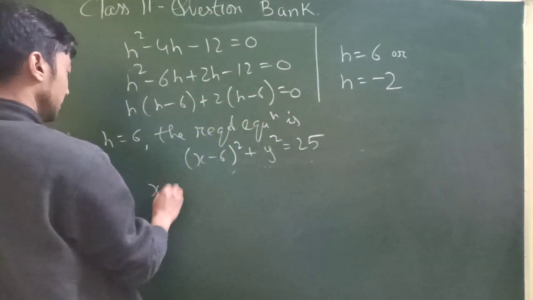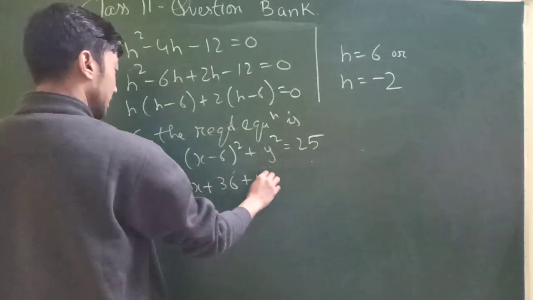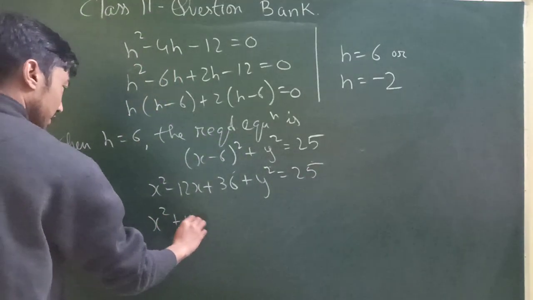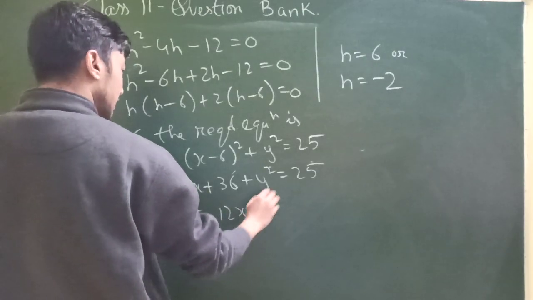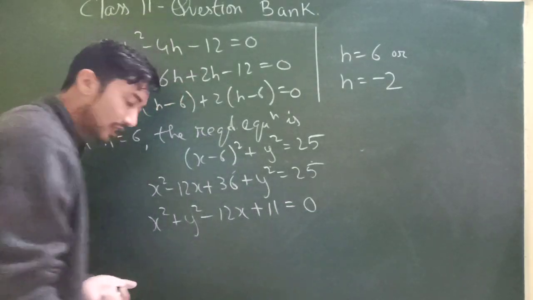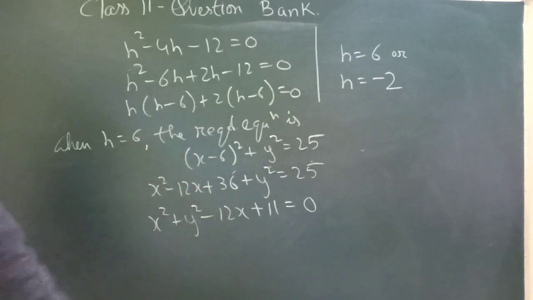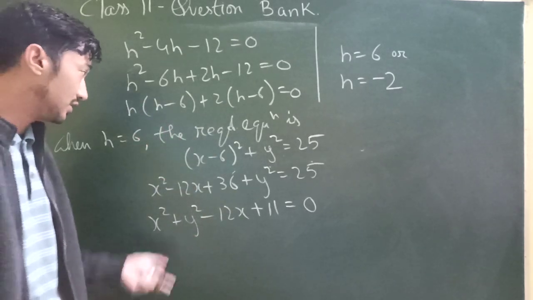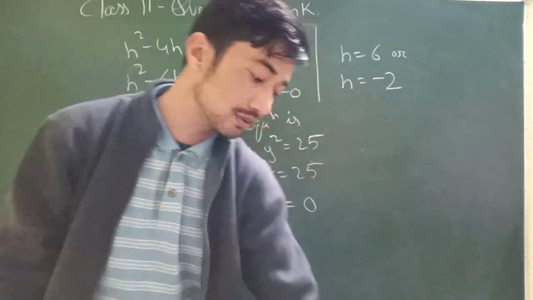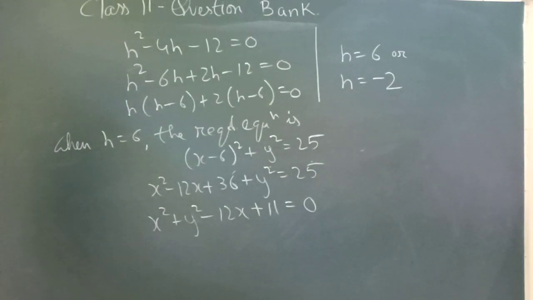So in that case you'll have x square minus 12x plus 36 plus y square is equal to 25. So that's going to be x square plus y square minus 12x. So 36 minus 25, of course, that's going to be 11, that's equal to 0. So that's the first equation of the circle that we have for us, that is x square plus y square minus 12x plus 11 is equal to 0. So this is when h is equal to 6. We have another condition, that is for h equal to minus 2. So let's go back to that also. In the same way I'm going to continue. So you can just pause the video and then write it down.